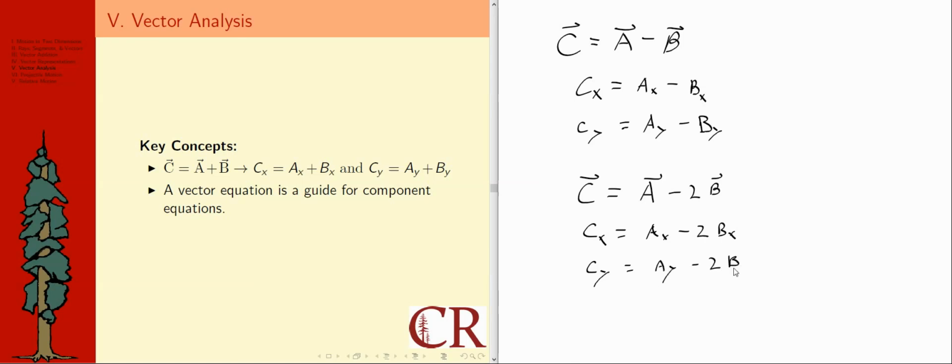And that can pretty much be done with any simple linear equation that involves just adding or subtracting and possibly multiplying by numbers. So when I say a vector equation is a guide for component equations, it basically means you've got the vector equation, and you just write the same equation with either the x or the y components, and you have another true equation.